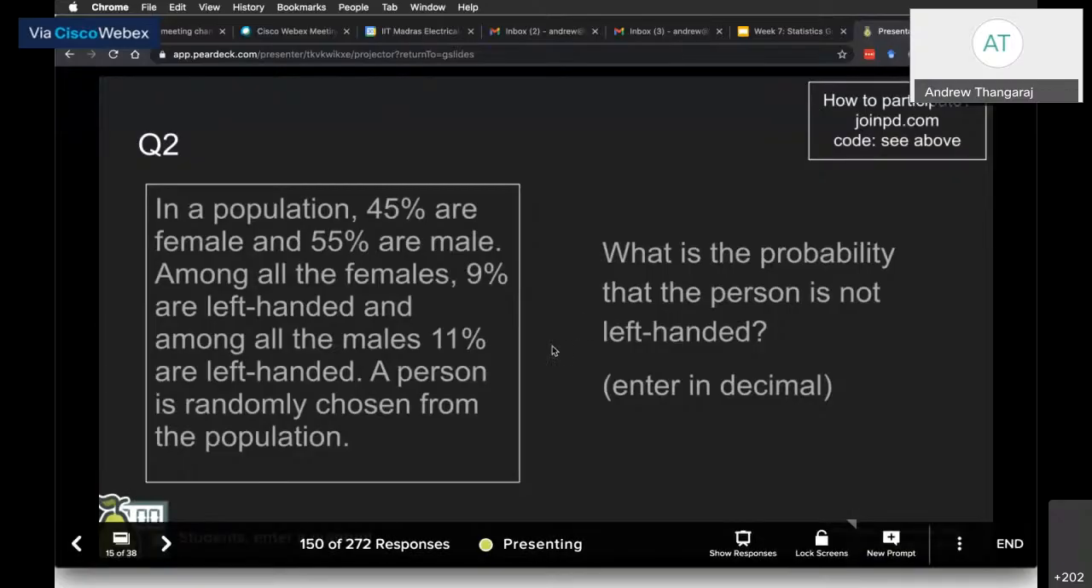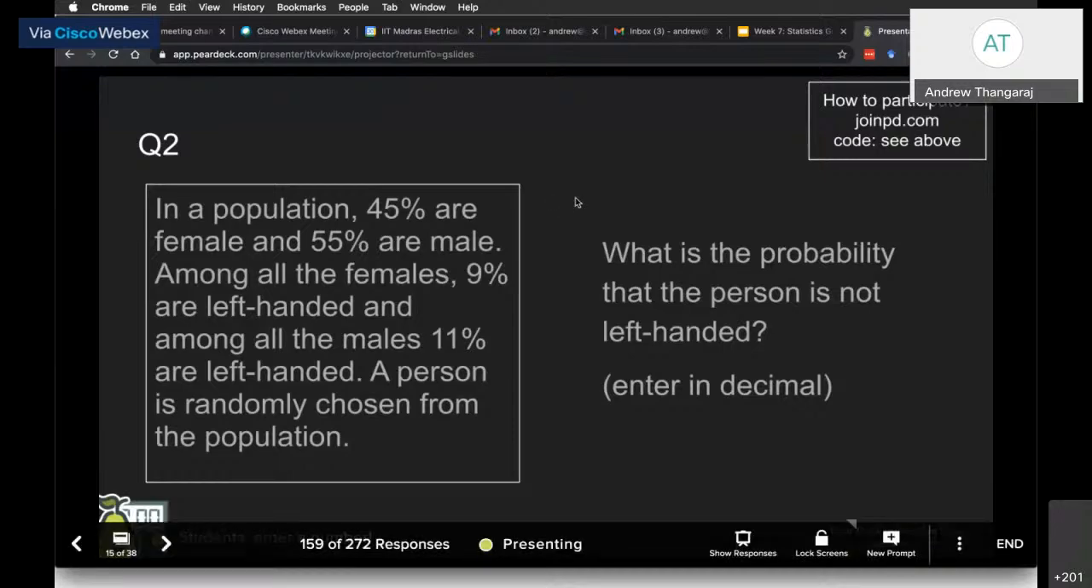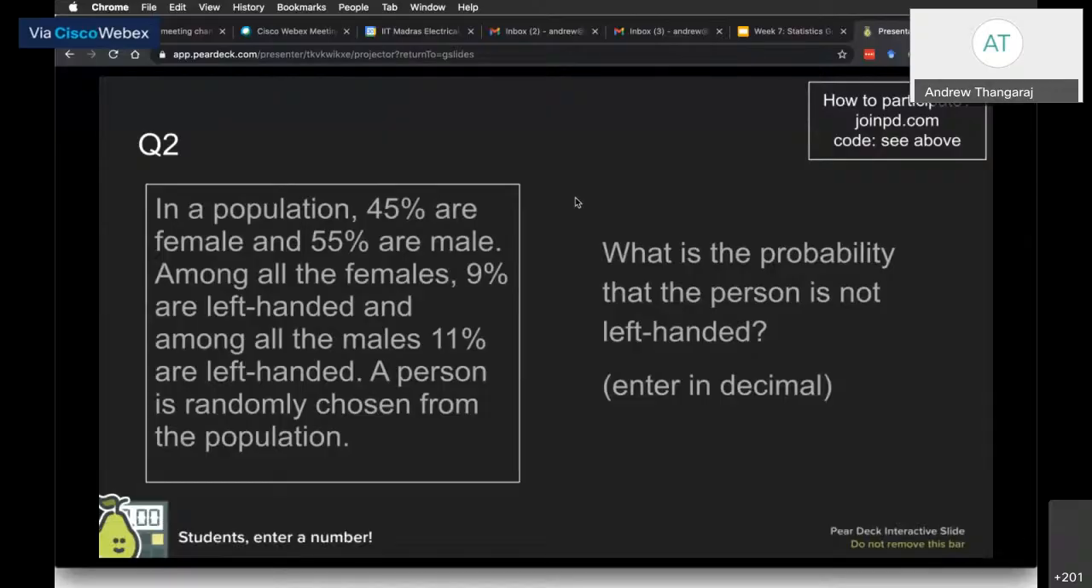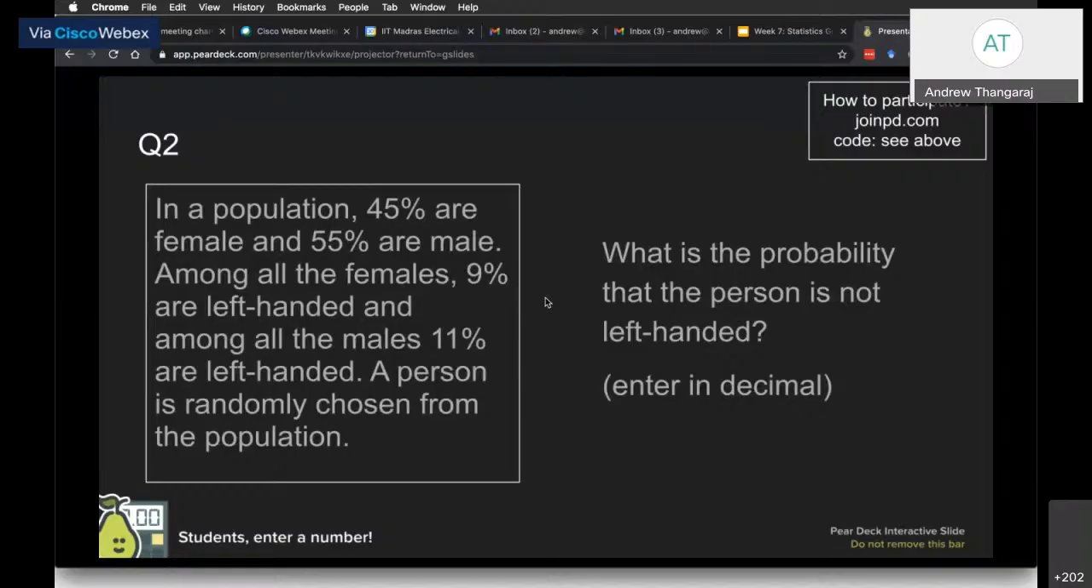Okay, so I see the number of responses is slowly inching towards the 50% mark. Once again, go to joinpd.com and put in the code rvunsf and enter the answers there. You'll see a box in this slide, and you can enter the answers there. Do not put the answers in the chat box. If you have any technical question, you can ask that.